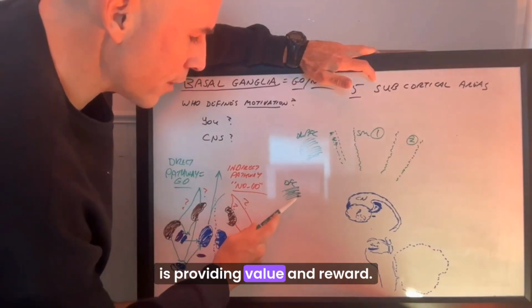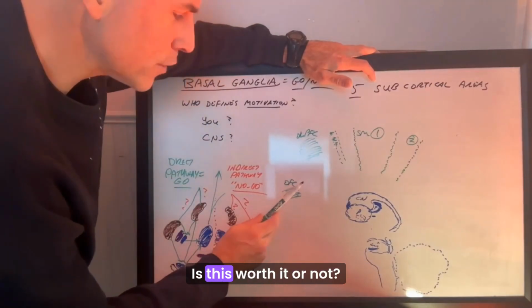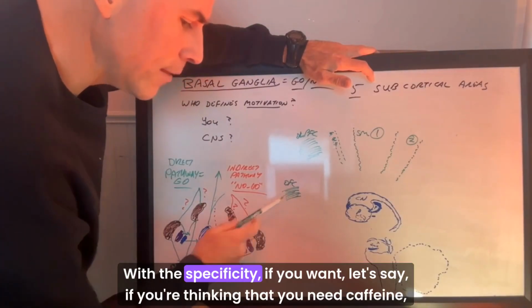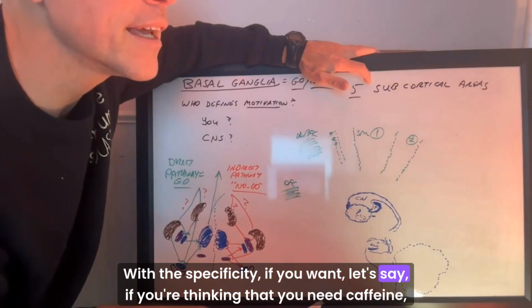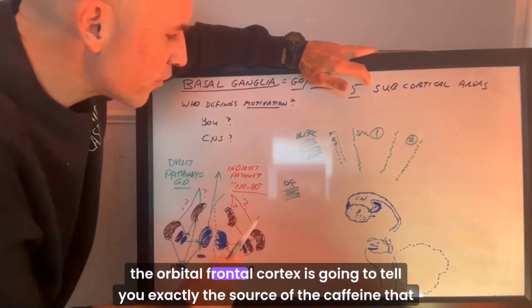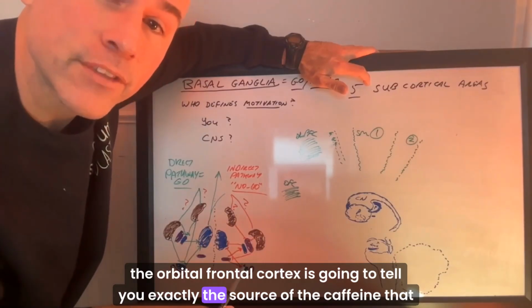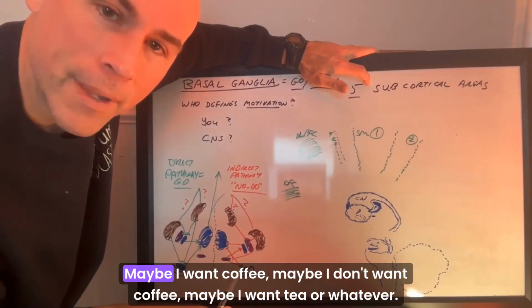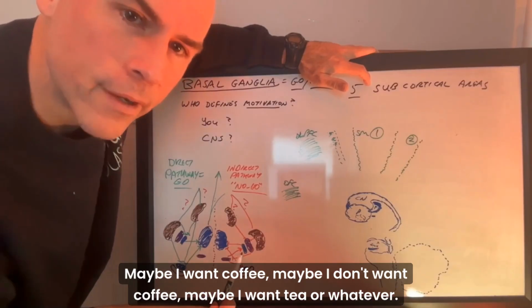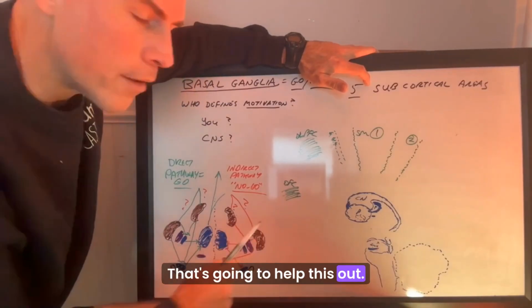It's providing value and reward. Is this worth it or not? With the specificity, let's say you're thinking that you need caffeine, the orbital frontal cortex is going to tell you exactly the source of the caffeine that you want. Maybe I want coffee. Maybe I don't want coffee. Maybe I want tea or whatever. That's going to help this out.